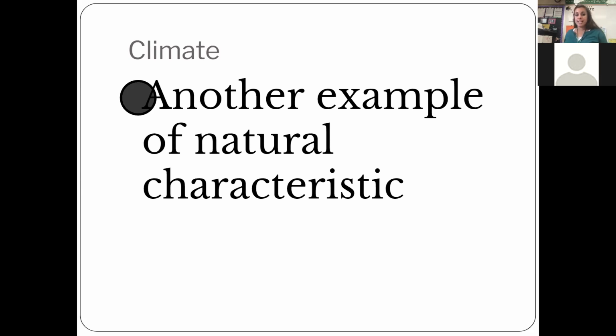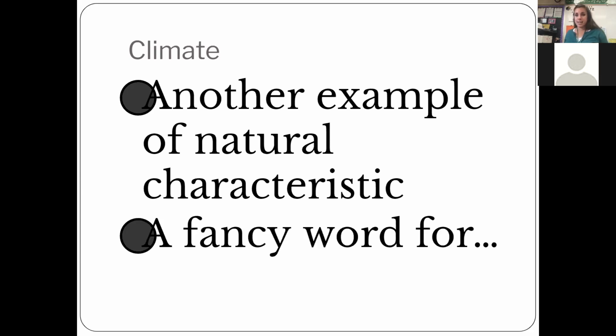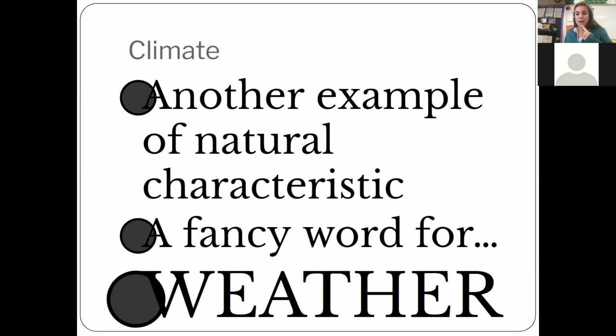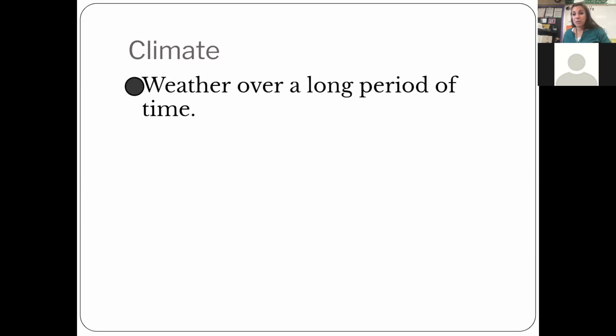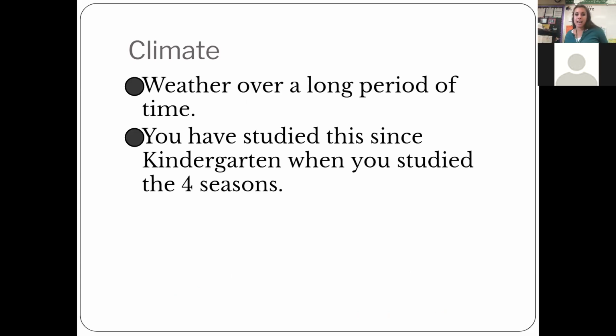Climate is another example of a natural characteristic, and that is a fancy schmancy word. I'm curious if you remember because we read a book about it. It's a fancy word for the weather. Now, climate is the weather over a long period of time. I wouldn't look outside for one day and go, I wonder what the climate is going to be today. The climate is what the weather looks like in Michigan over a long period of time.